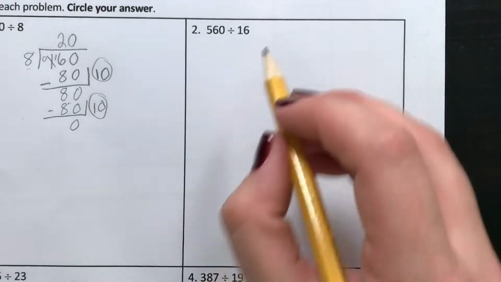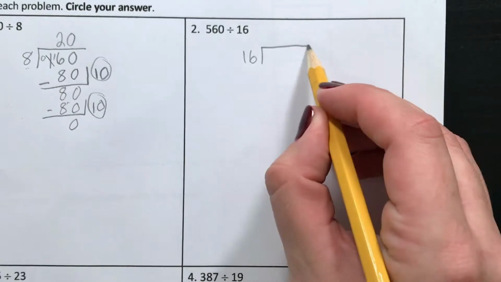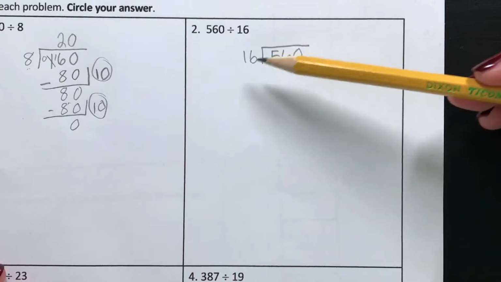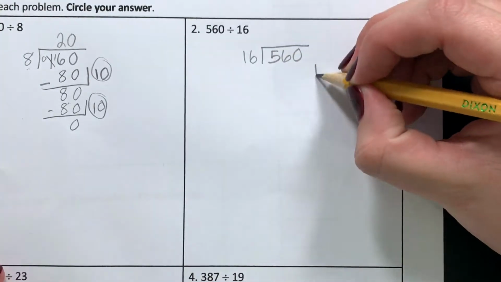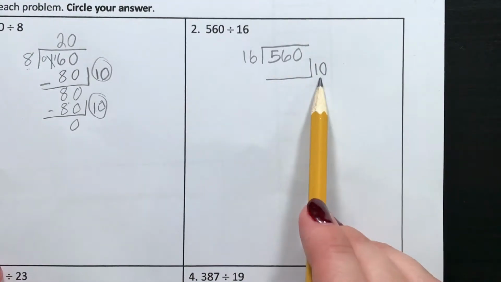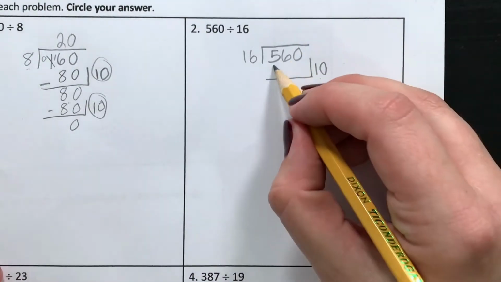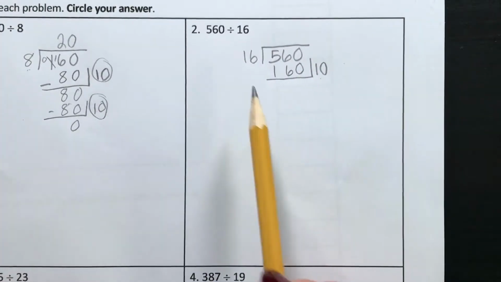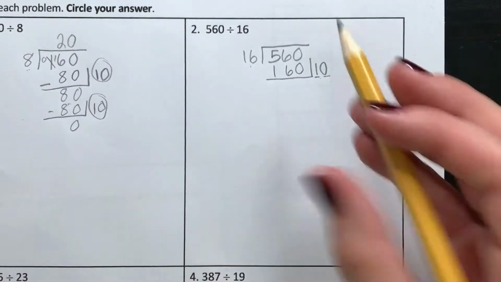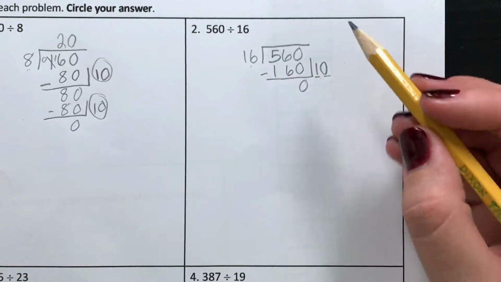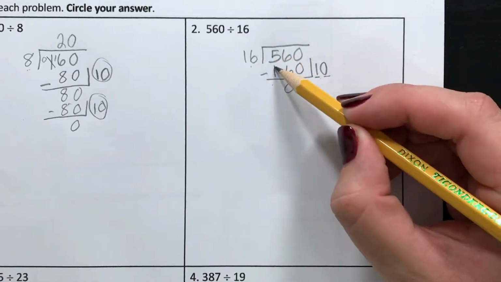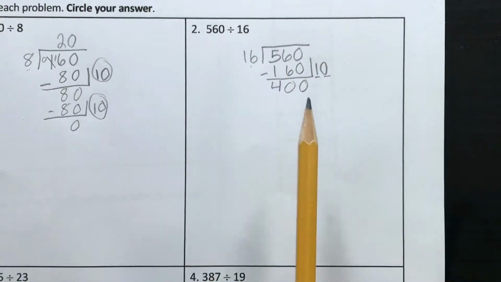560 divided by 16. So we're going to set up our problem the same way. And using multiples of 10, we can just start with 10 to make it easy, and do our backwards L. 16 times 10, in my head I know that that's 160 because I am just multiplying 16 times 1 and then adding a 0. So now I subtract. 0, 6 minus 6 is 0, and 5 minus 1 is 4. All right, so now I have 400.